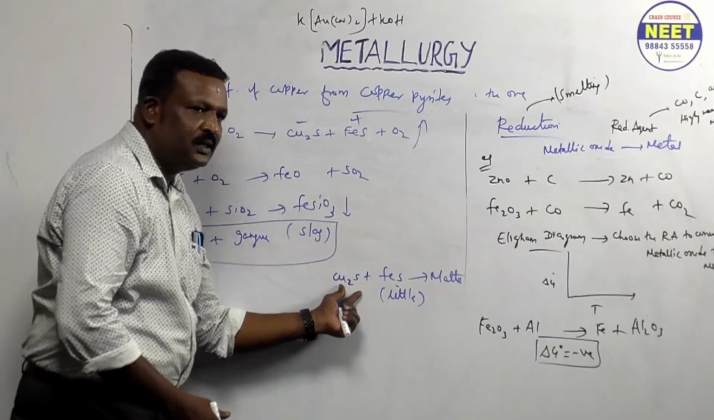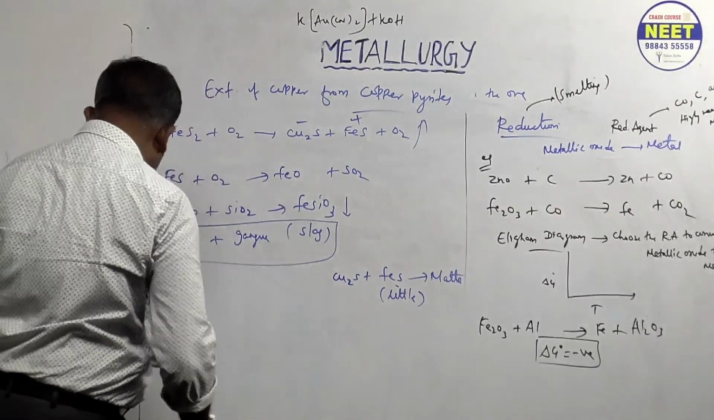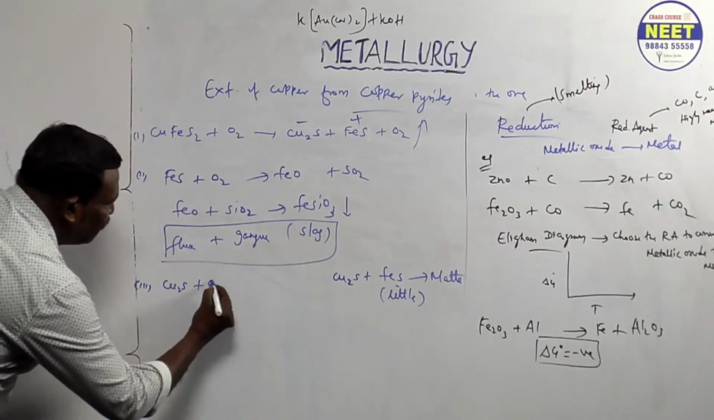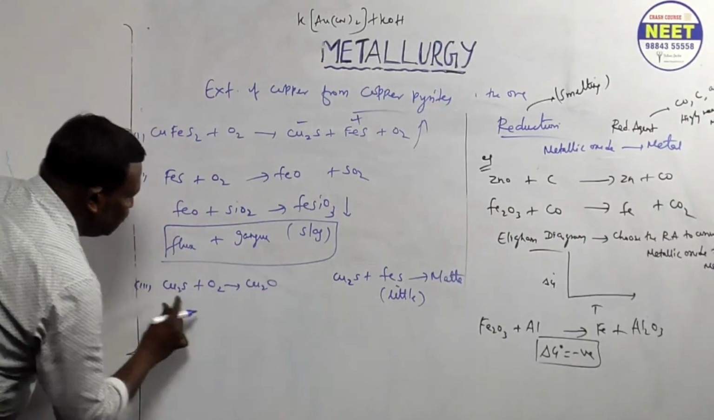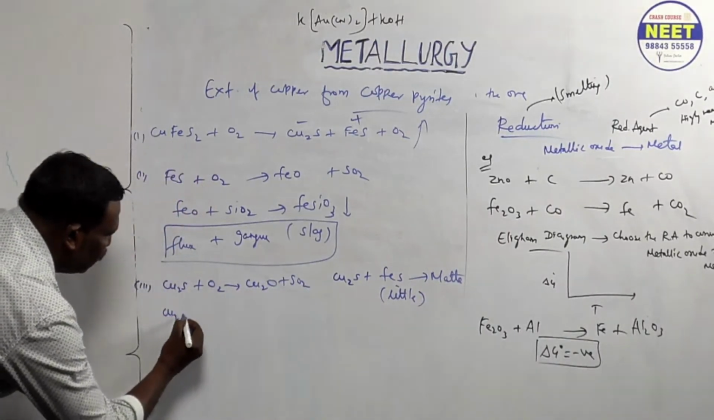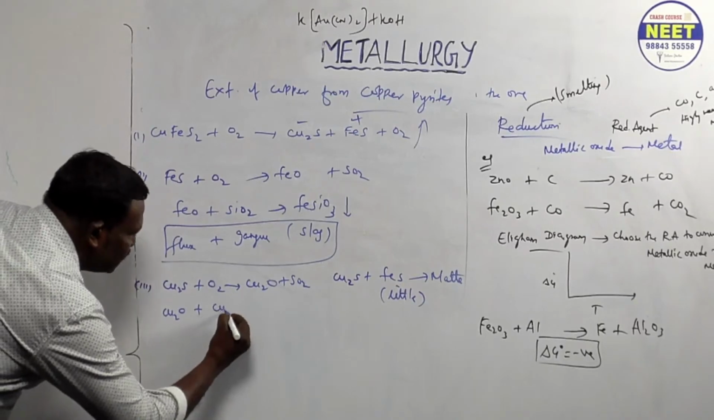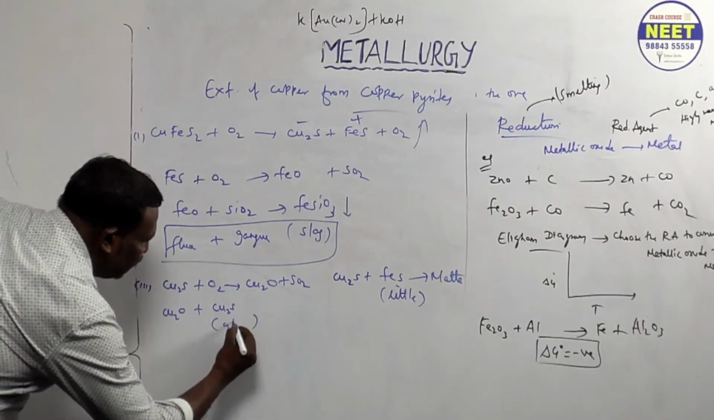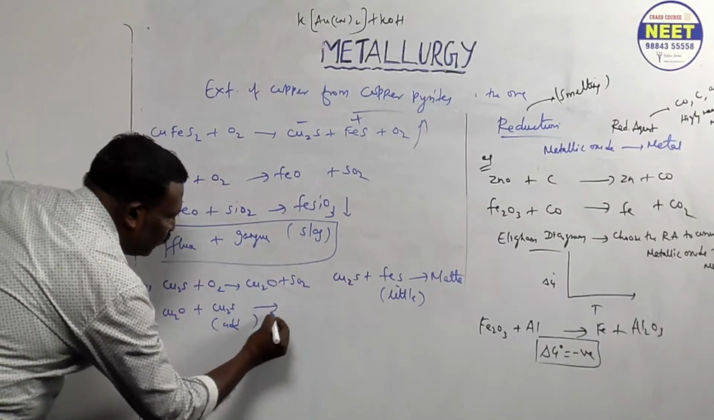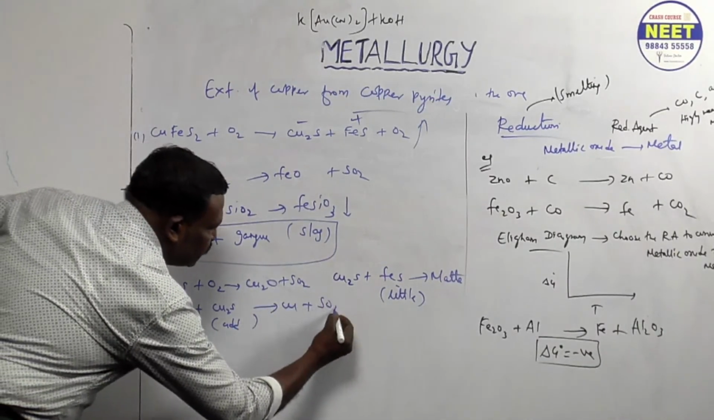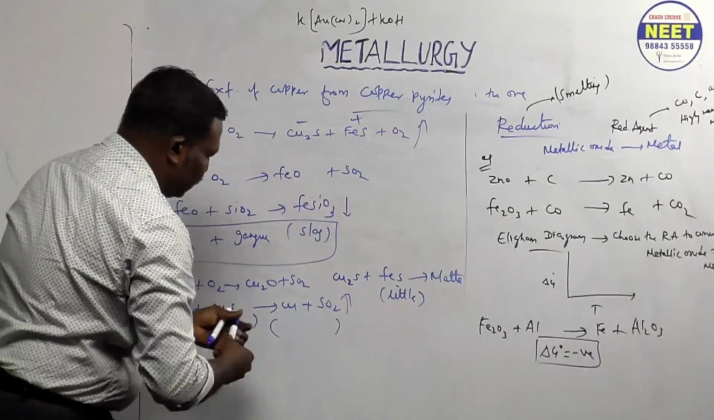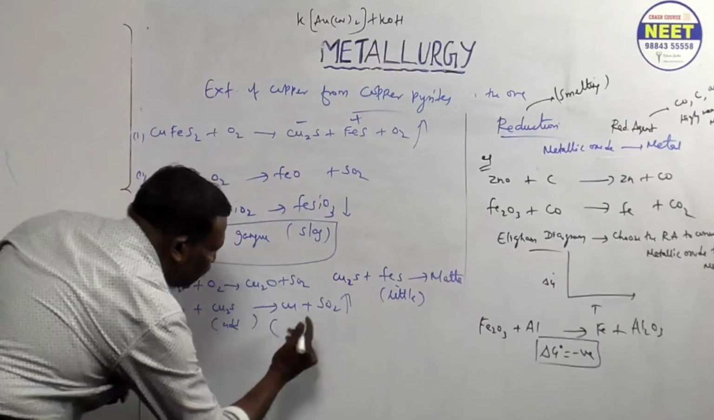Understood? Then that Cu2S is roasted. Are you following? What happens? It becomes Cu2O plus SO2. Again, whenever you see Cu2O, we should add some copper sulfide. Then only copper is deposited, plus SO2. Correct or not? This copper is called what? Blister copper. What is blister copper?